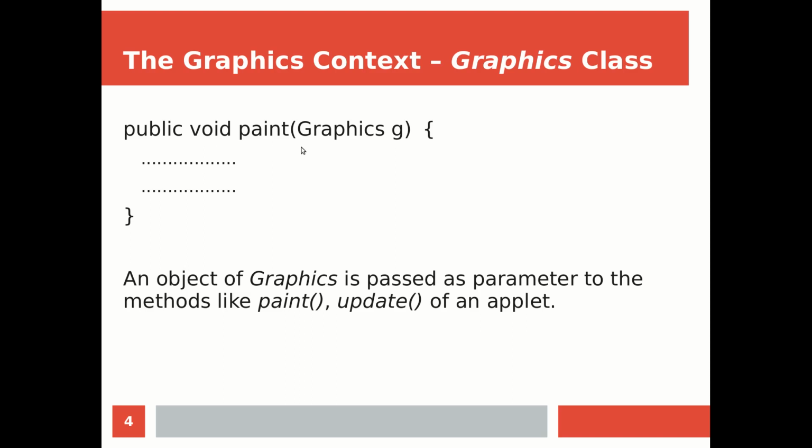This method you have seen on a number of occasions, especially in the case of applet programming. This method is automatically invoked whenever we refresh a window or minimize a window or when we start the window. And we know that to this method we always pass an object of Graphics. And here the object that we pass is named g. An object of Graphics is always passed as a parameter to methods like paint, update, etc. of an applet.